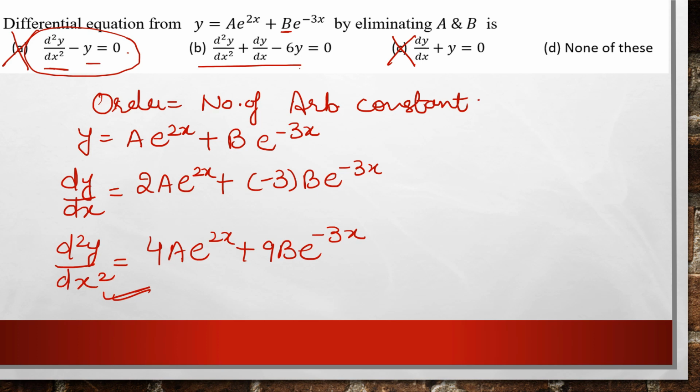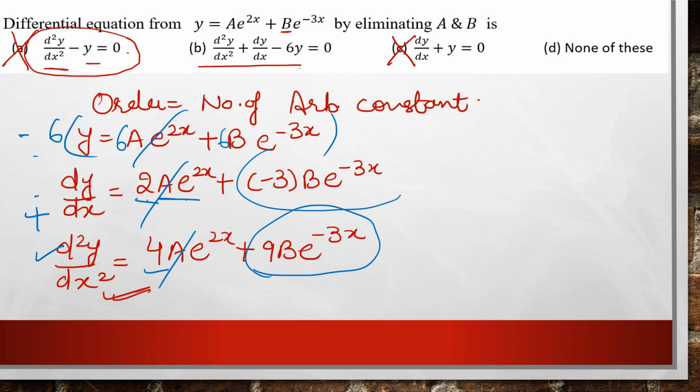Now the B option is saying d square y plus dy over dx minus 6 times y. So you can easily see 4 plus 2, that is 6, a e power 2x minus 6 into this. So here you will get 6, right? So when you subtract, this will cancel. Similarly, 9 minus 3 will be 6, and 6b e power minus 3x will be the same. So when you subtract, these things cancel, and that means B is the correct option.